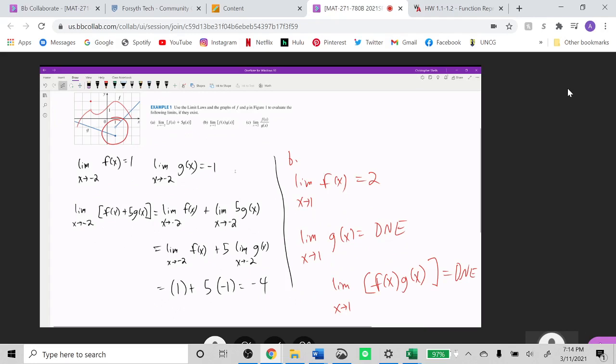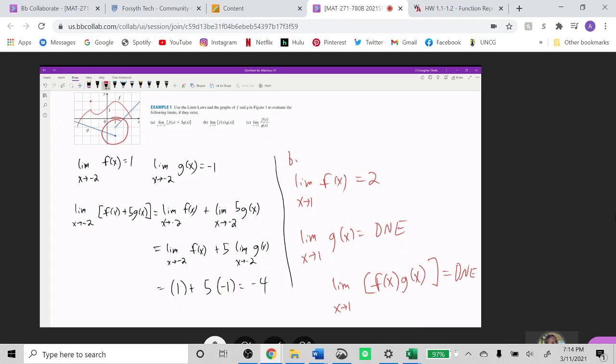Yes. So if there are two sides, and they meet at the same value on the x-axis, it always does not exist. So if there are two branches here and they have two separate one-sided limits that are not equal to each other, then the limit at that x value does not exist.